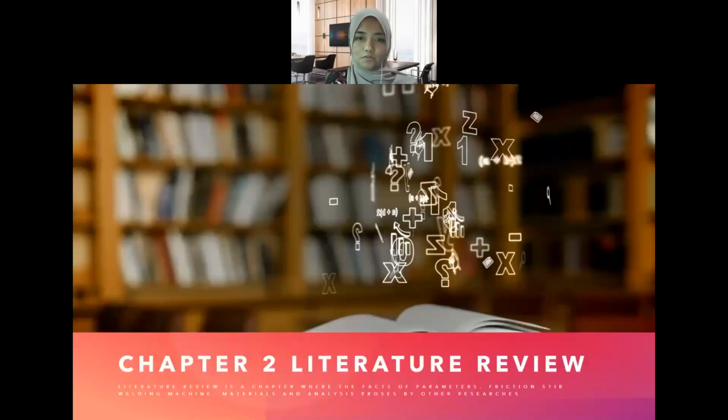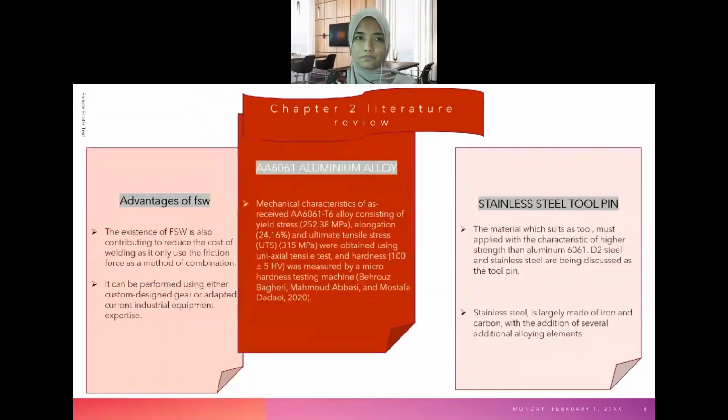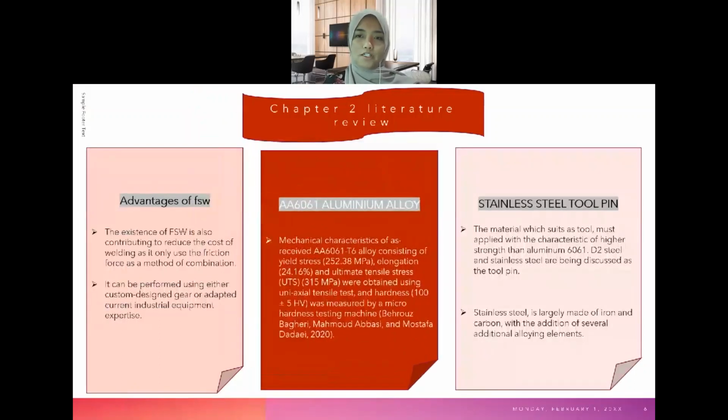Next is Chapter 2. In Chapter 2, we'll first discuss the advantages of friction stir welding, and why I chose to undergo the friction stir welding process. First, friction stir welding is a unique method, not like other welding which uses electrodes or extreme heat. Friction stir welding uses friction force to combine two plates together, and it also contributes to reducing the cost of welding as it only uses friction force as a method of combination.